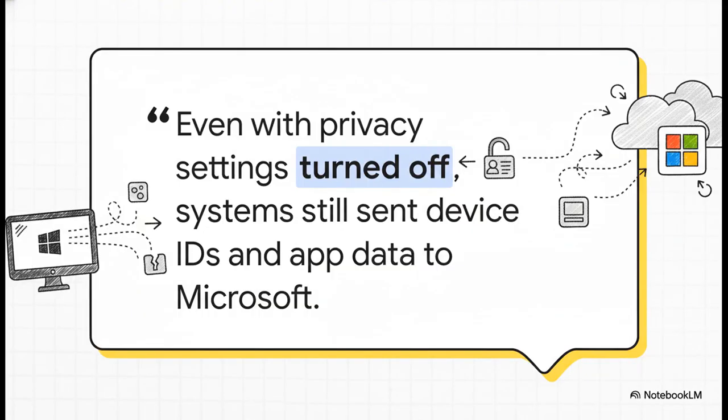So back in 2021, some privacy researchers found something pretty interesting. They discovered that even when people went in and turned off most of the privacy settings they could find, their Windows systems were still sending some data back to Microsoft, things like the device's unique ID and some basic info about which apps were being used. It really shows you how much those default settings matter.